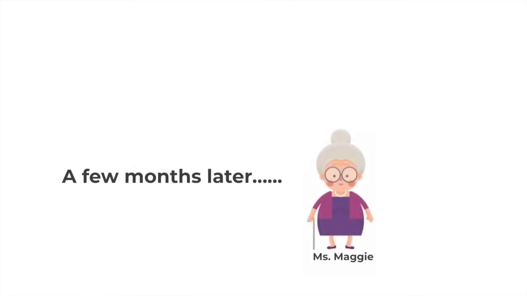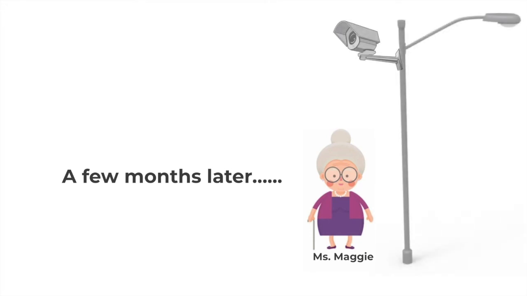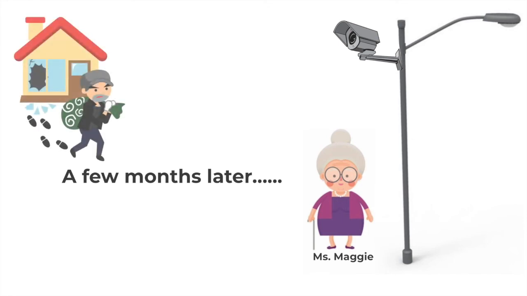A few months later, Miss Maggie reported another crime to the police. She said someone had stolen her jewelry box. During the investigation of the stolen jewelry box, the police department realized there was a video camera on a light post across the street. The video evidence revealed the crook's identity for the jewelry box theft, and it proved that he was also the one who stole the television back a few months ago.